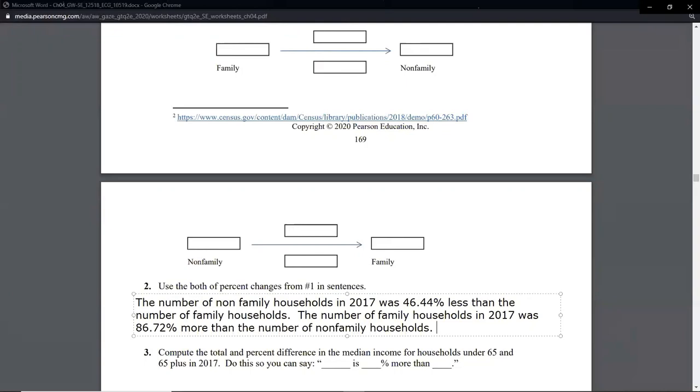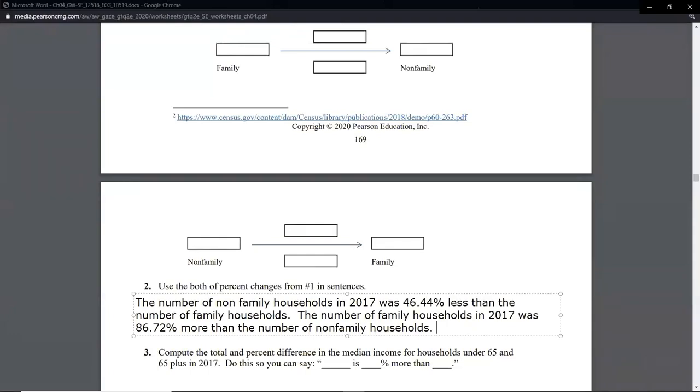And we're going to skip number 3. So the number of non-family households was about 50%, I'm just rounding to simpler numbers, less than the number of family households. Or you could say the number of family households was about 90% more than the number of non-family households.